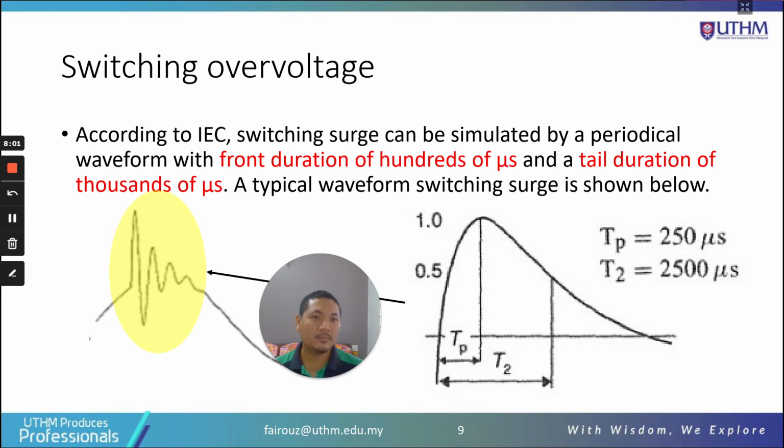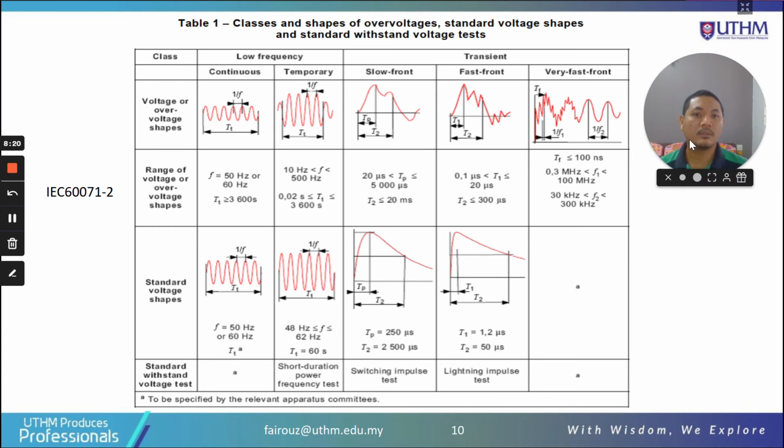For TP or T1, that is the time taken for the impulse or the overvoltage to go from 0 to 1 pu. So switching impulse or switching overvoltage you can find in the table here, the switching impulse test.